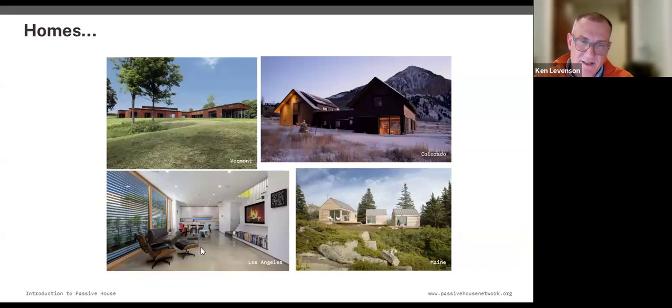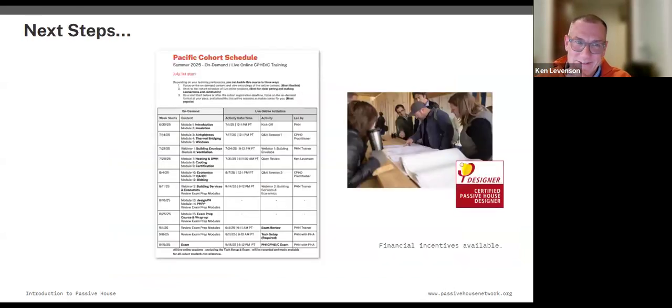Colorado, we have one in Maine, Los Angeles. Did I not put the northern? I have to get more California examples in here. Sorry. But there are a bunch of passive houses in California, of course.